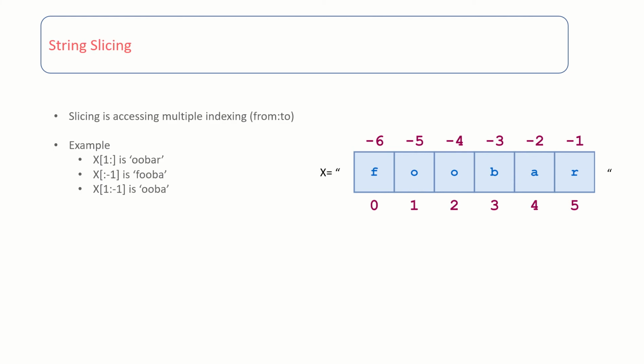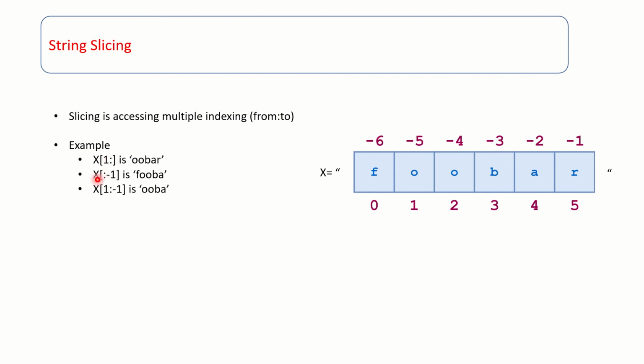Then next, string slicing. Here we have to pass two arguments. One is from and to, so that we can access multiple elements in a string. For example, now I have given x of 1 colon, that means from the first element up to the end. The first element is O, then I have to call OOBAR. That means by default it goes to the end.